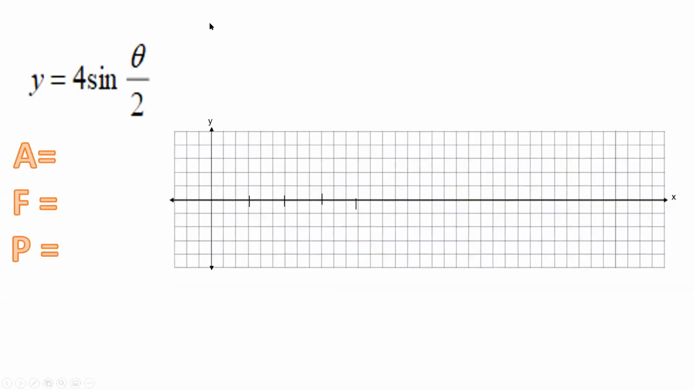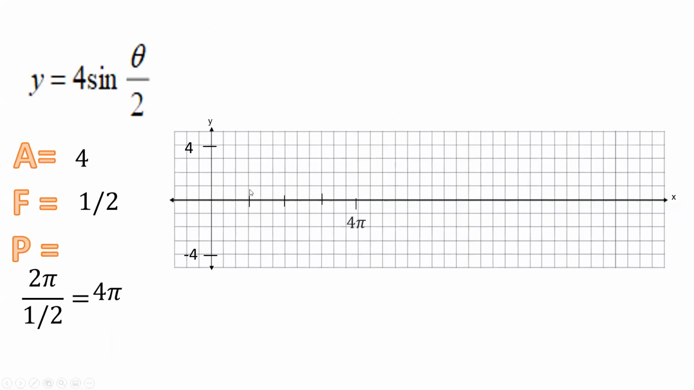All right. So let's do an example together. Let's do 2 examples. So first identify your A, your F, your P. So for this one, my A is 4, getting that from right there. So I do +4, -4. Frequency, I pull that from the theta, so that's going to be 1/2 right there. To figure out what my period is, I do 2 pi divided by 1/2. That's going to give me 4 pi.